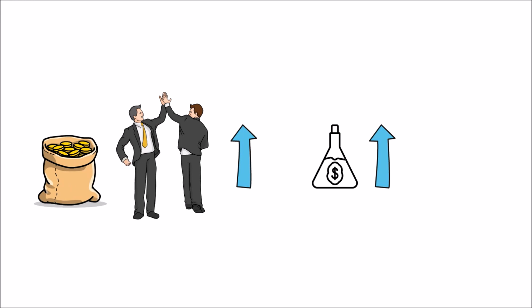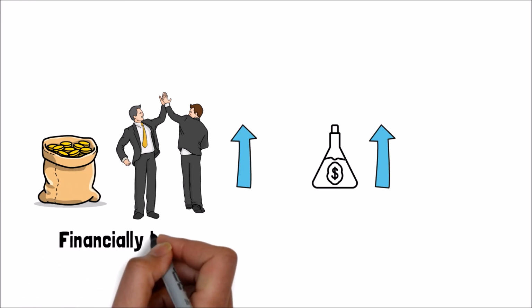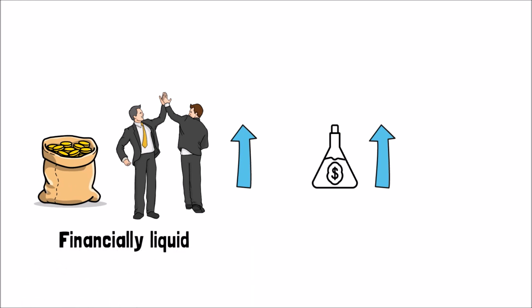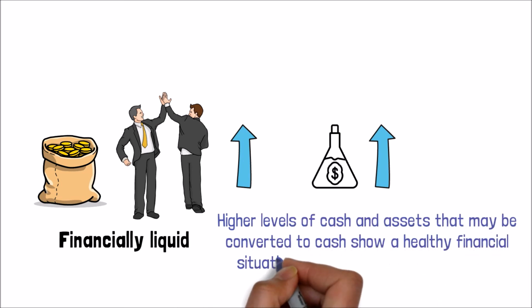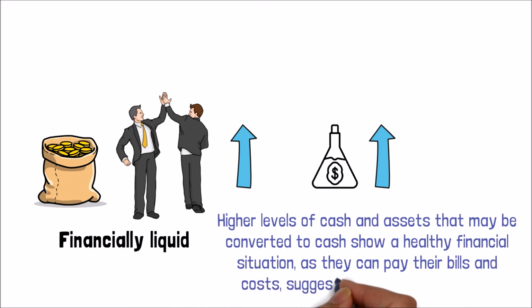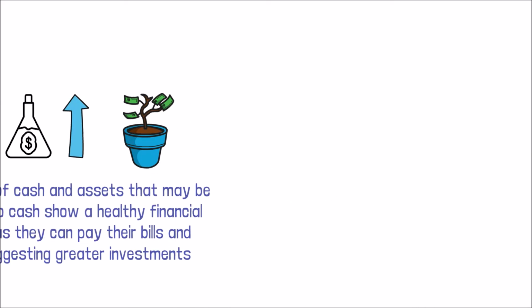When a person has more assets than debts, it indicates they are more financially liquid. Higher levels of cash and assets that may be converted to cash show a healthy financial situation, as they can pay their bills and costs, suggesting greater investments.